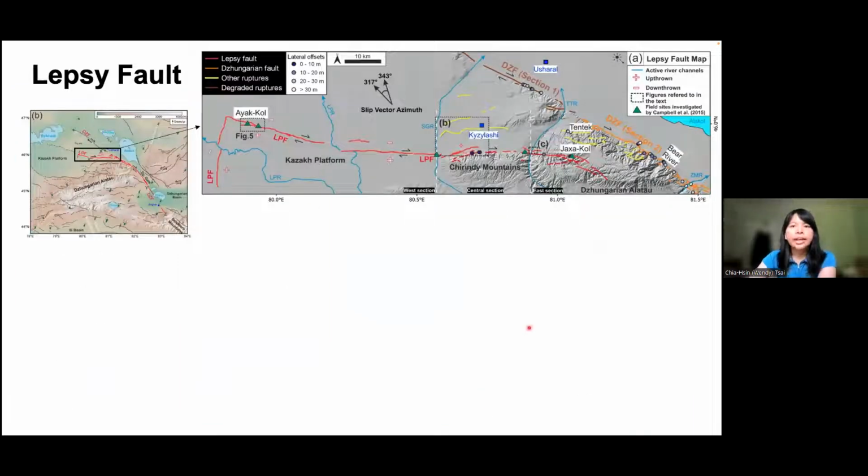And first, let's look at the mapping results of the Lepsy fault, which are in the red lines. It is a right lateral strike-slip fault with reverse components. The purple dots indicate the lateral offset features that we found, and the different colors of the purple dots indicate the different amount of the displacement.